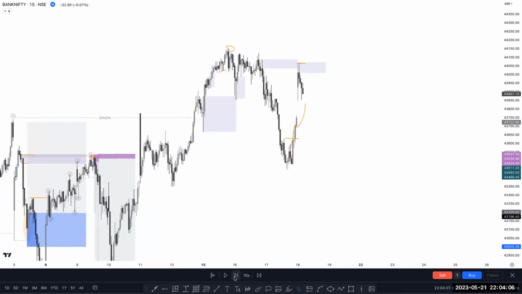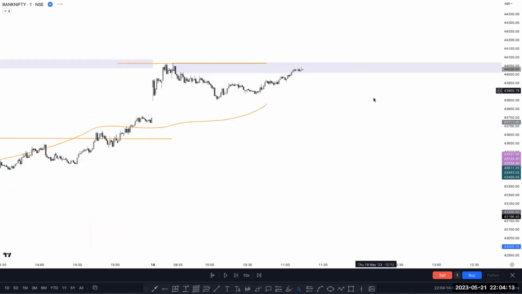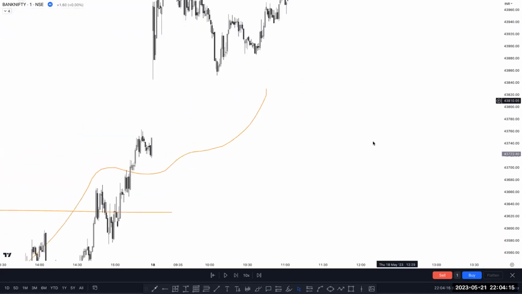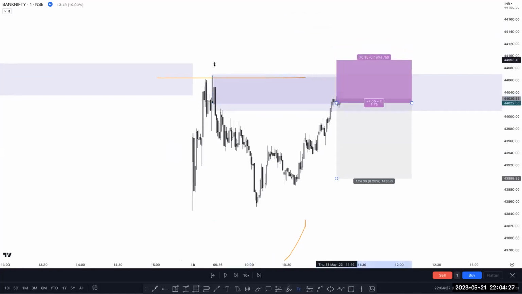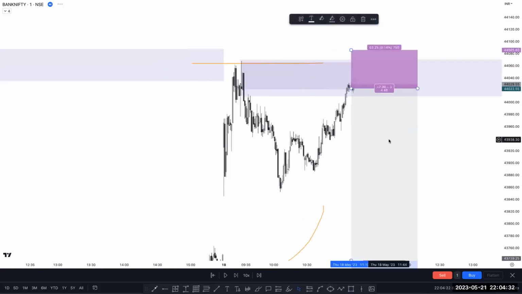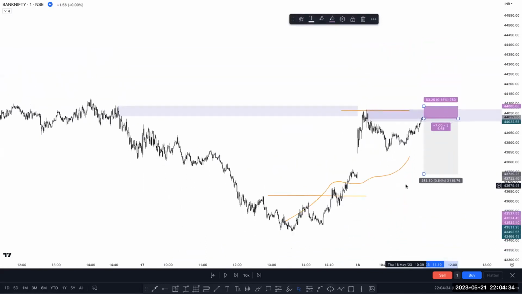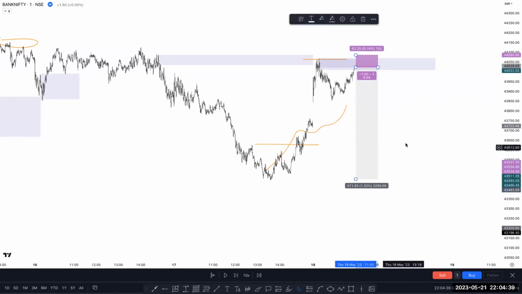Okay, let's see. Okay, mitigate this one. And if you wish to switch to a 1 minute time frame to take additional confirmation and refinement, then you can take it here as the first entry. Put the stop loss just above it and target the main low, this one, right?